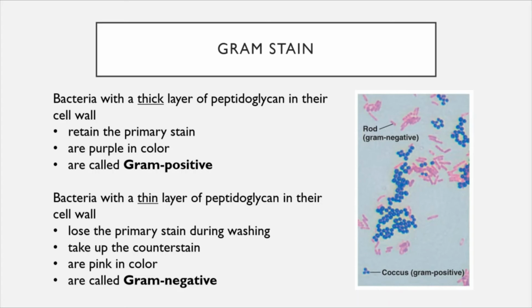And why is this all important? Well, it turns out that the thickness of the cell wall has consequences for what types of antibiotics are most effective against the bacterial species. Certain types of antibiotics work for gram-positive species, while others work better for gram-negative species. We'll learn more about this in future lectures, but this is the utility of the gram stain in a clinical setting.